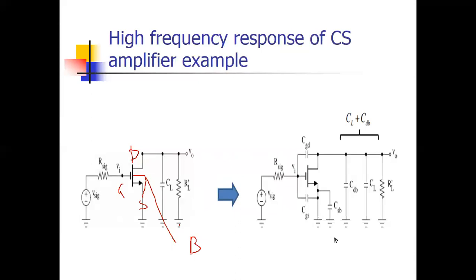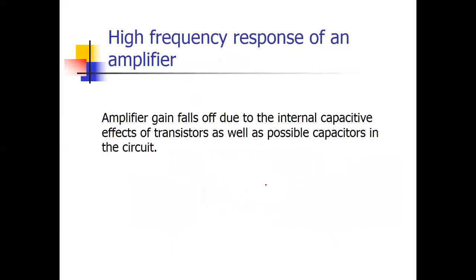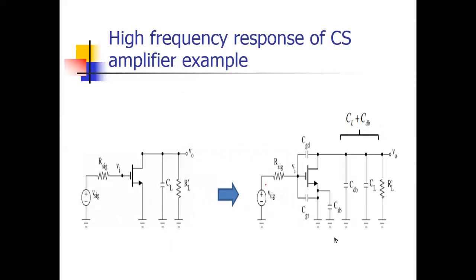At high frequency, no coupling and bypass capacitance are shown here, only the output load capacitance. Again, listen carefully: because it's a high frequency, there is no role of the coupling and bypass capacitance. At high frequency, only the transistor internal capacitances are there. So no input coupling capacitance, no output coupling capacitance, and no bypass capacitance, because all these capacitances are short circuit at high frequency. We will take only the internal capacitances.